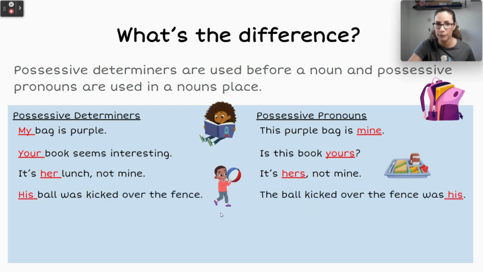This next example, it's a little boy and he has a beach ball, okay? He has a ball, okay? Now, we're going to look at a sentence with the possessive determiner, and then we're going to look at one with the possessive pronoun. His ball was kicked over the fence. Okay? His ball was kicked over the fence. I'll say it slow. His ball was kicked over the fence.